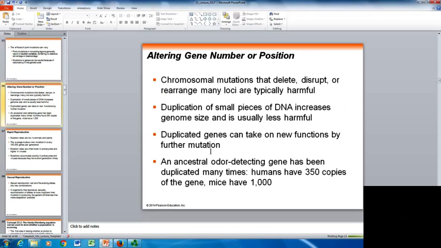Chromosomal mutations that delete, disrupt, or rearrange many loci are typically harmful. Duplication of small pieces of DNA increases the genome size, and that's usually less harmful. Duplicated genes can take on new functions by further mutation. So, an ancestral odor detecting gene has been duplicated many times. For example, in humans, we have 350 copies of the gene. Mice have 1,000 copies of the gene.